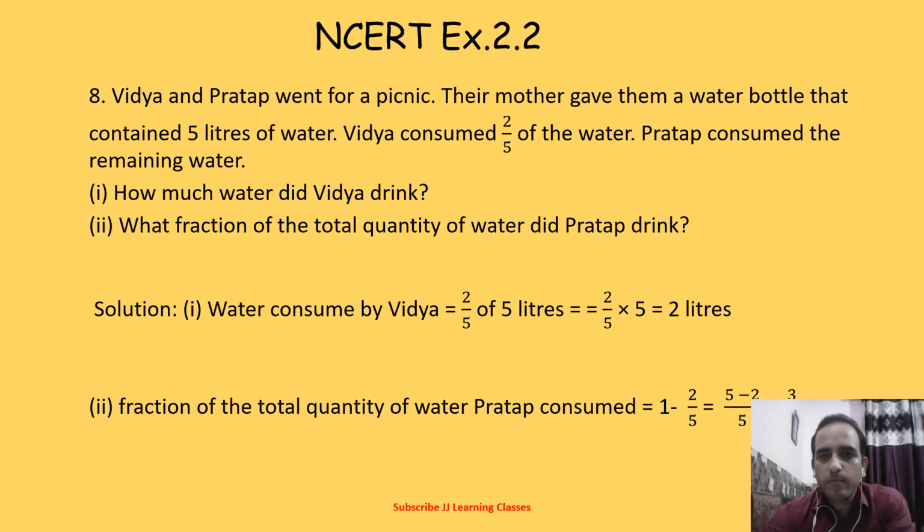So here 1 minus 2 upon 5, if you do the subtraction, it becomes 5 minus 2 upon 5, and the answer is 3 upon 5. So 3 upon 5 is the fraction of water consumed by Pratap. That is what the second part of the question is asking you. In number of liters, if we talk about how many liters of water Pratap drank, he got 3 liters of water. So this is the end of the questions for exercise 2.2.